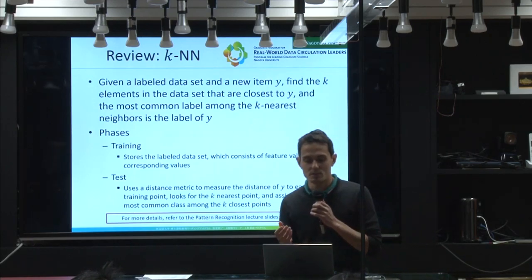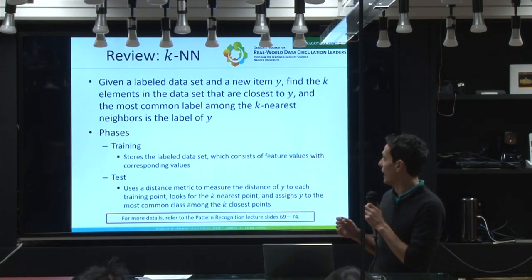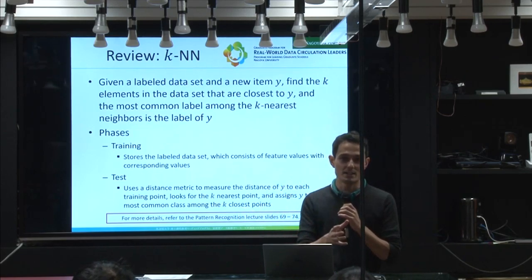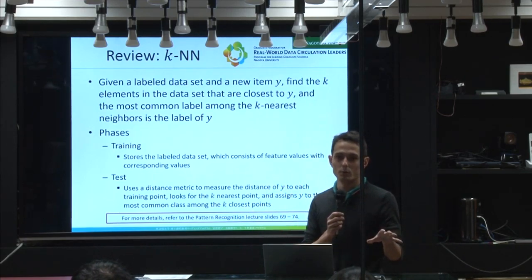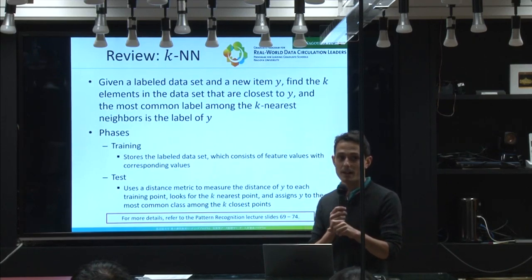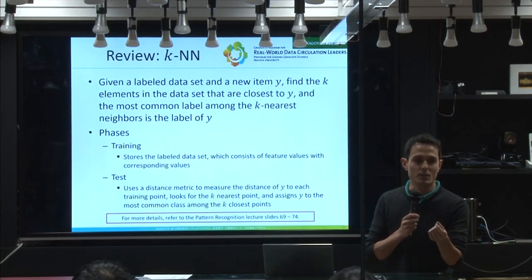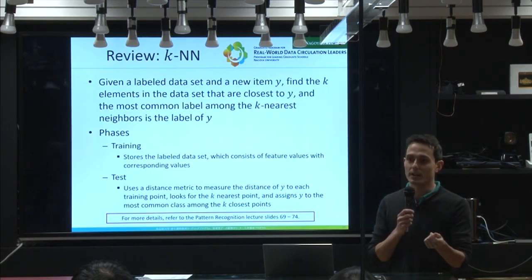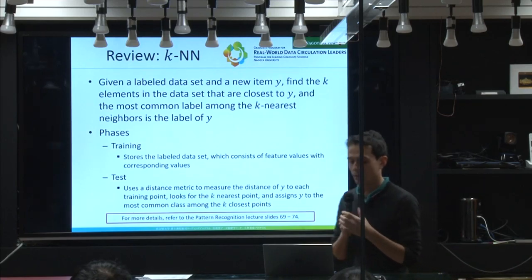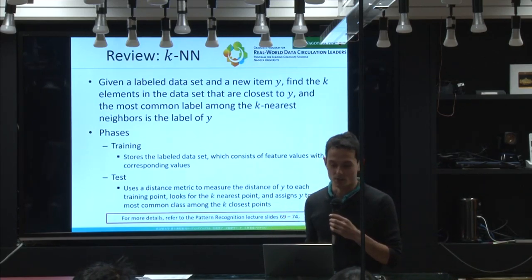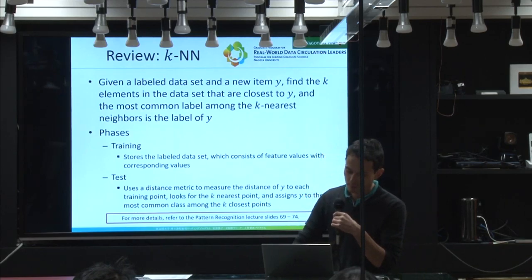With k-nearest neighbors, you have two sets of data. You've got the training set and the test set. So basically you're using data that you already know how it should have been classified, and then when you come to test, you're using that training data, the model generated by that training data, in order to determine what value your current data should be.